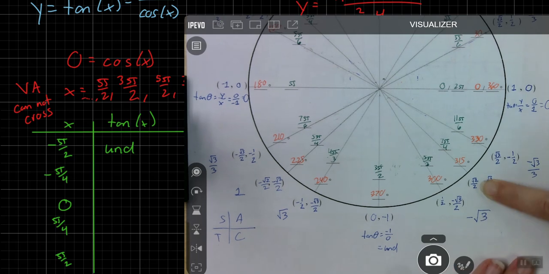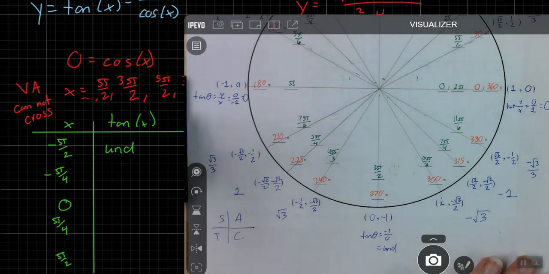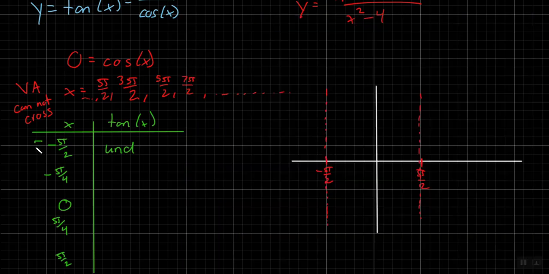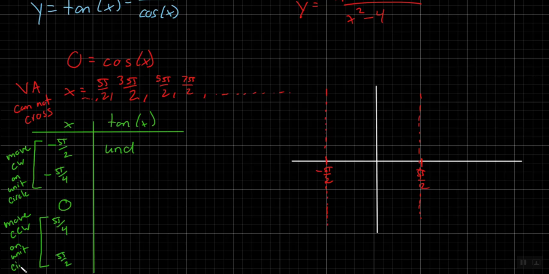So I have a negative radian, so I move clockwise on the unit circle. And these are positive, so we're going to move counterclockwise on the unit circle. And then 0 is just 0.